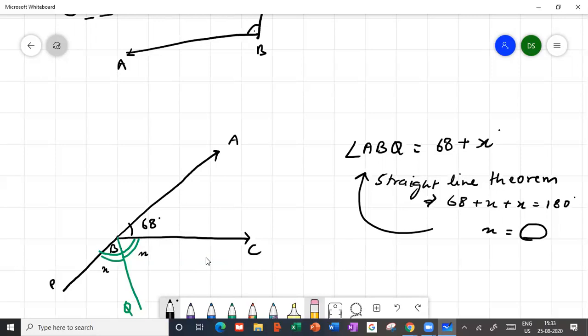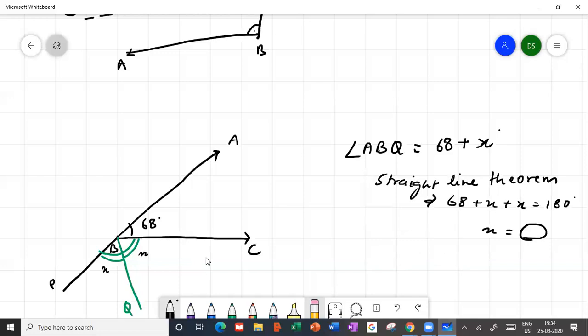CBP. Okay. Reflex of QBP will be nothing but 360 minus QBP. Correct? 360 minus this x. So you got it, right? So this is the basic way you solve it. Just try to substitute the values and solve. Let me know if you don't get it.